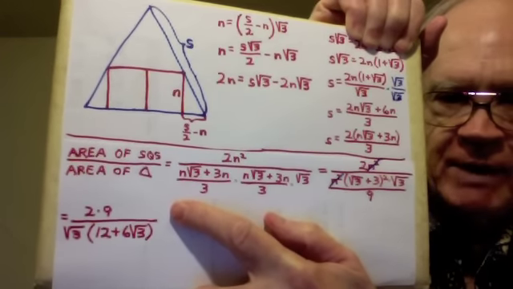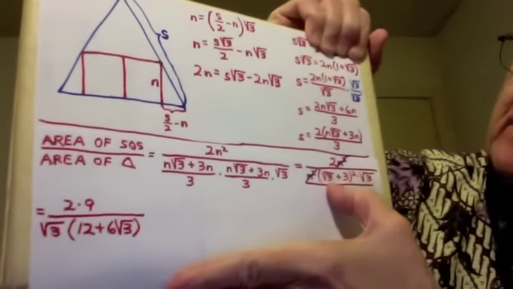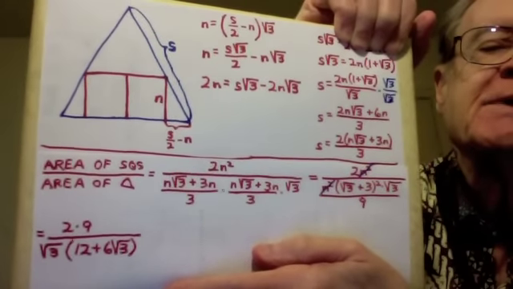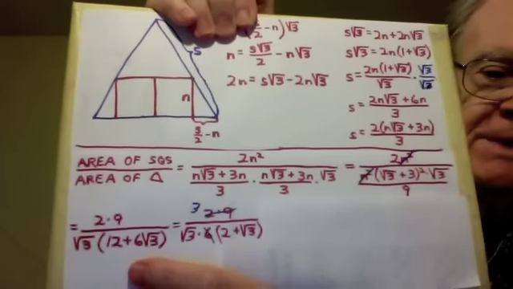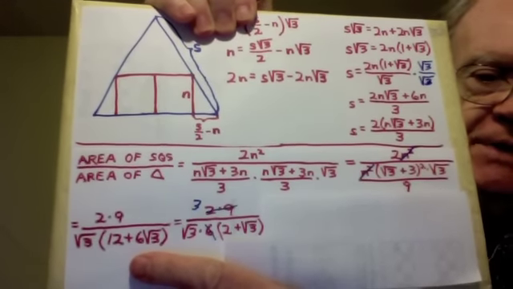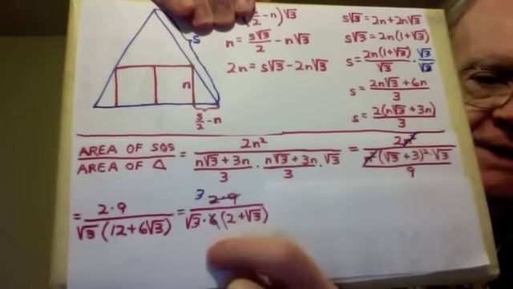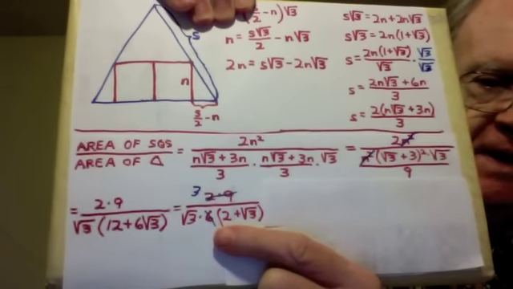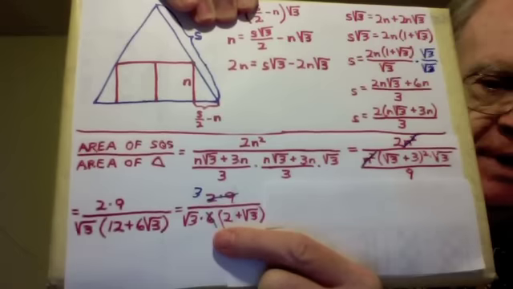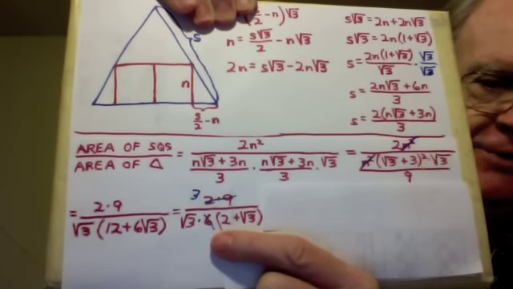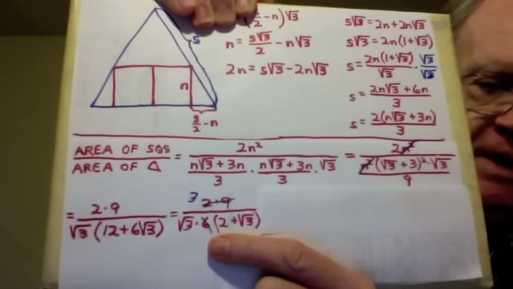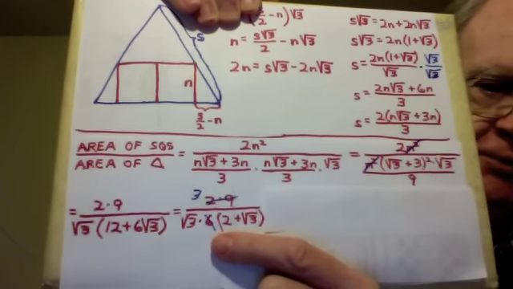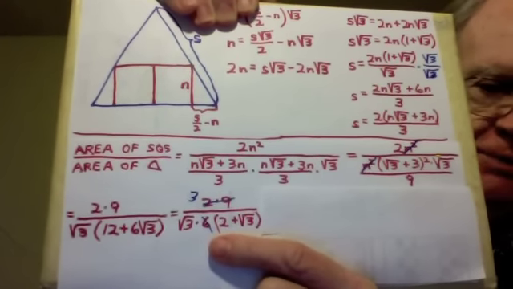times, and we square root 3 plus 3, and we get 12 plus 6 root 3. From this expression in parentheses, 12 plus 6 root 3, I factor out 6, which gives me 6 times (2 plus root 3). That 6 on the bottom and the 2 times 9 on top reduce to a 3 on top. And so I have this fraction, 3 over root 3 times (2 plus root 3).